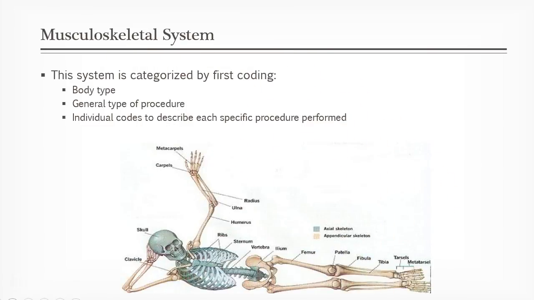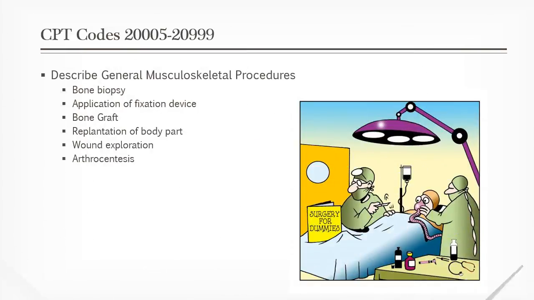So this week we're going to discuss a little bit about the musculoskeletal system. When you're starting to code this type of system, the first thing you're going to look for is your body type, or that's the first thing that you code is the body type. And then you code the general type of procedure, and then any individual codes to describe each of the specific procedures that are being performed or that were performed.